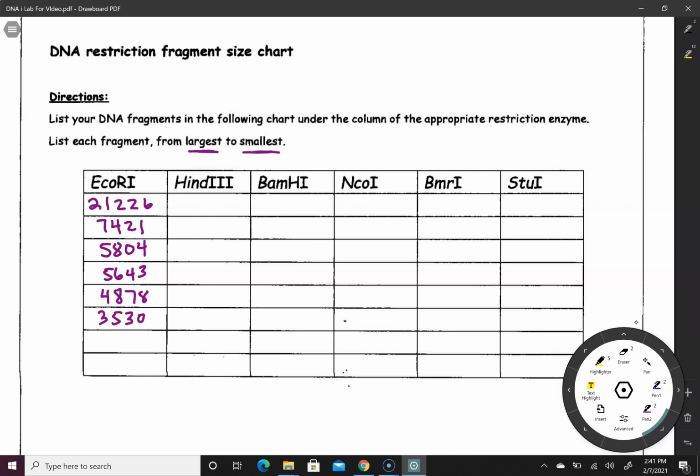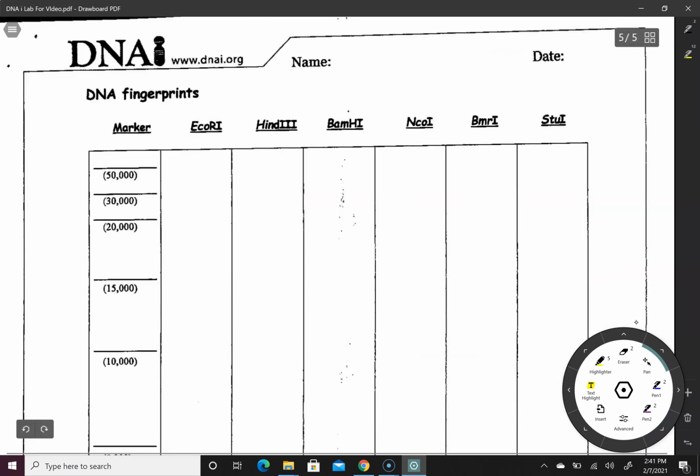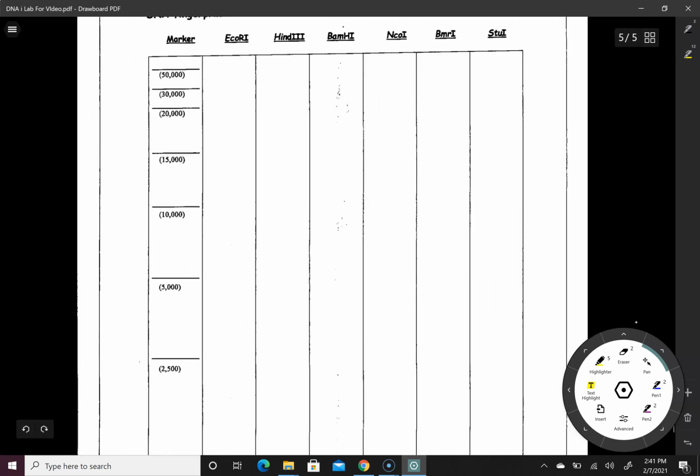If you were to model what the gel would look like, you would simply go to your gel. And of course, they have to give you a ladder, which they did. We know our first piece is around 21,200, so that's going to be somewhere around here. It doesn't have to be perfect as long as you're close. So there's your first band, a little bit more than 20,000. Then our second band is somewhere around 7,400, which again is hard to do here. So it's going to be somewhere around here. Do your best.